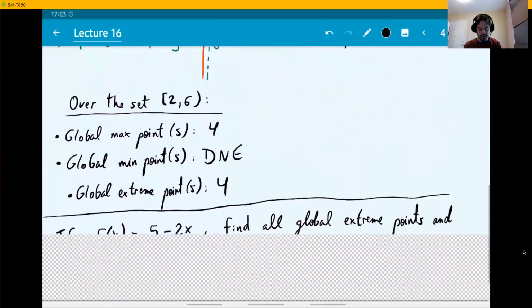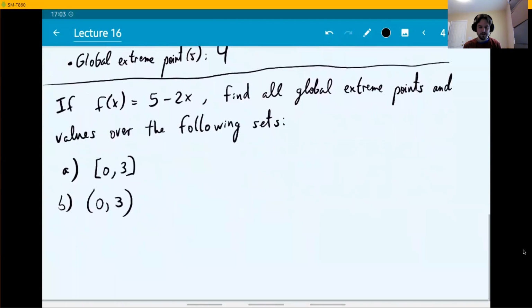And finally, I have a quick word problem here. Instead of giving you the graph, I'm giving you the function. If f of x is the function 5 minus 2x, find all the global extreme points and values over the following two sets. So [0, 3] closed and (0, 3) open.